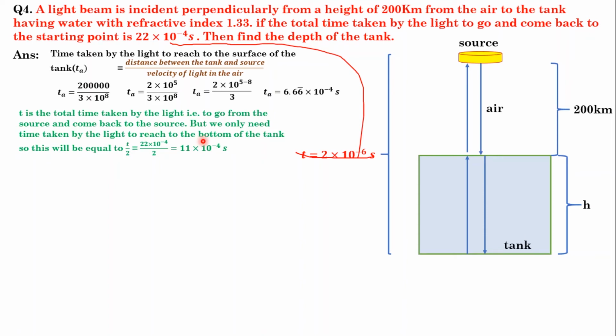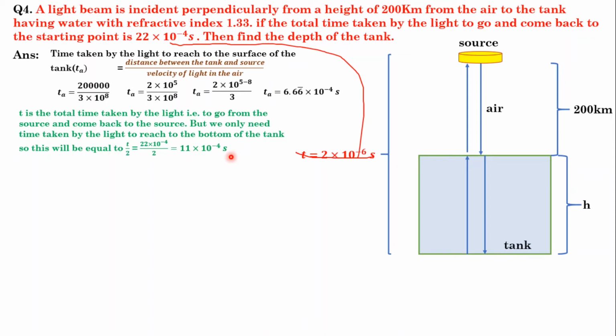Are you getting? The time that was given to us was the time for light going from source to tank and tank to source, but we want the time from source to tank. How much time will the light take to go from source to the bottom of the tank? That's it. So we have to divide this time by 2. So this is 11 into 10 to the power minus 4 second.